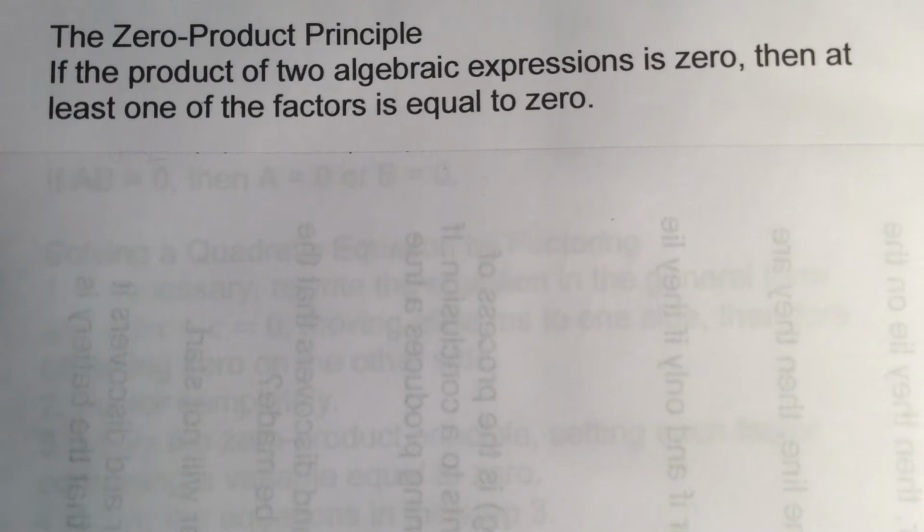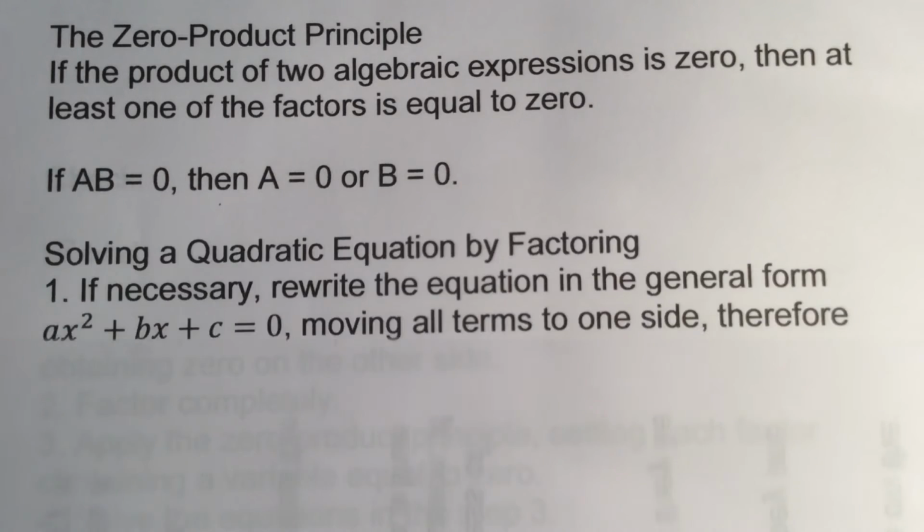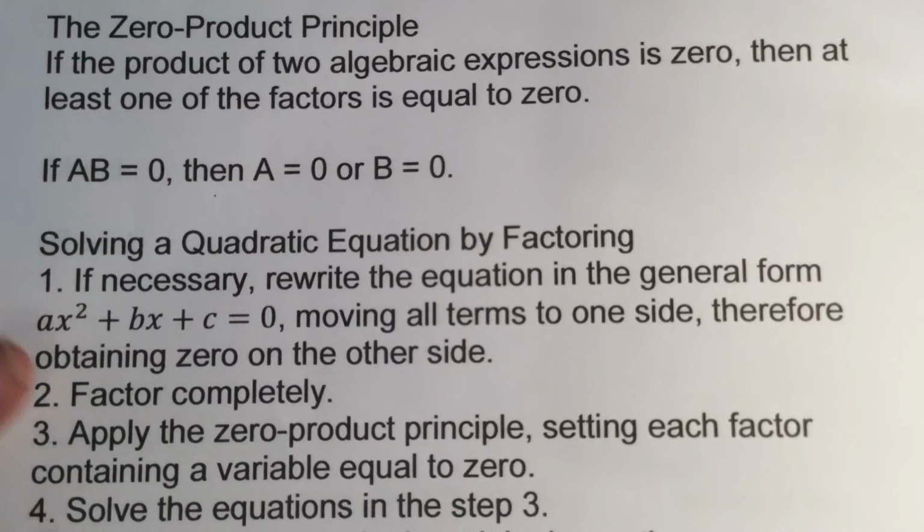So using that idea, which makes sense, if we're multiplying two numbers and we get 0, one of them or both of them have to be 0. So if AB is 0, then either A is 0 or B is 0 or maybe both. So we use that to solve quadratics.